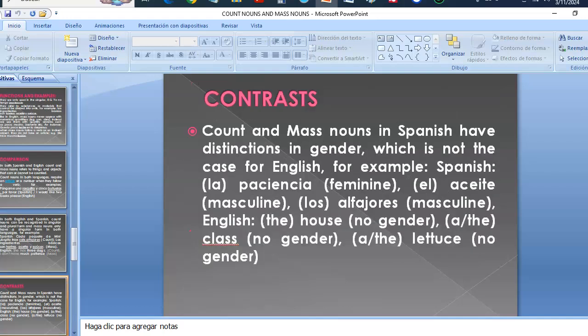Moving to the contrast, we say that these 2 types of nouns in both English and Spanish have distinctions in gender, which is not possible in English. For example, when we say things like paciencia, el aceite, los alfajores, we will see distinction between masculine and feminine gender in these nouns. Whereas in English, when we say a house, the house, a class, the class, a lettuce, the lettuce, they have no gender distinction whatsoever.